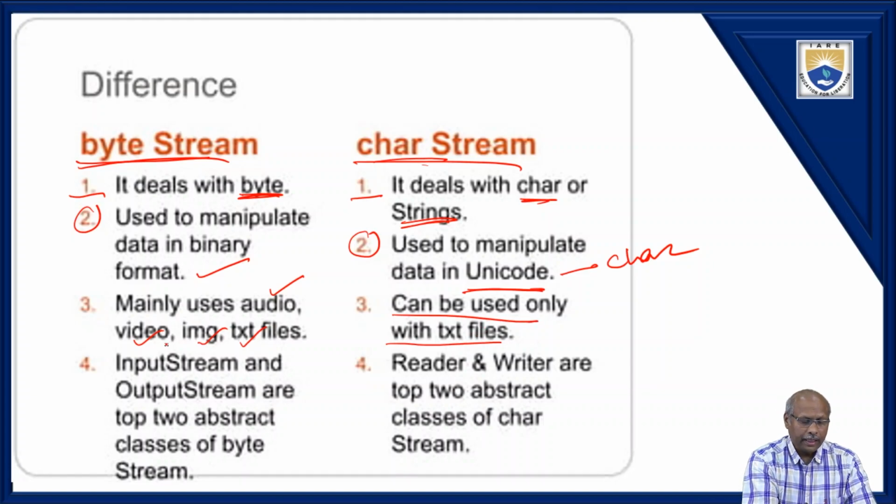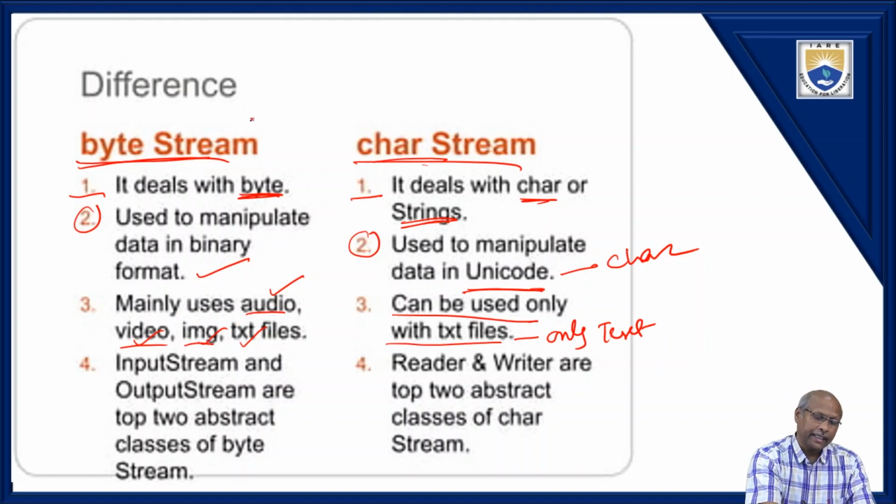So remember, for audio, video, image we use byte stream, and of course generally for text files we use character stream. But using byte stream you can also deal with text files. Whereas character stream is only for text files. This is only for text, whereas this is for video, audio, image, everything. So I can say it is generalized, whereas this is specialized.